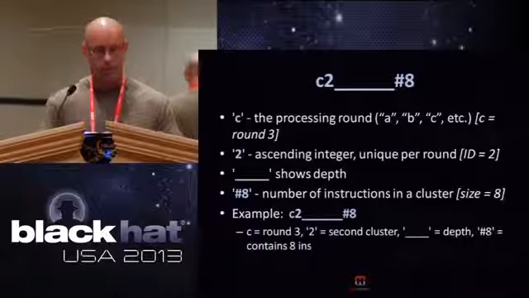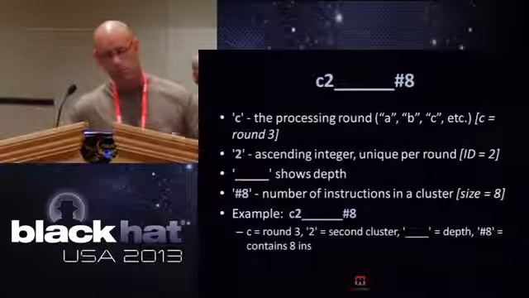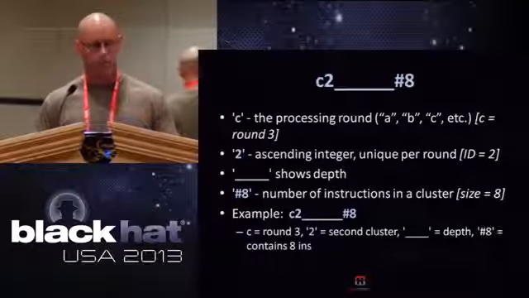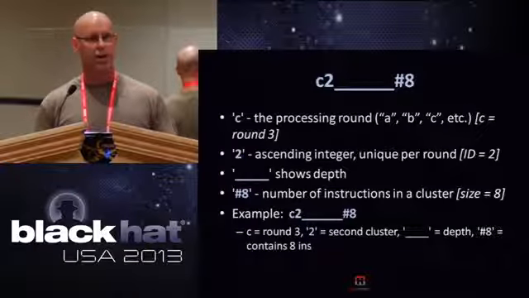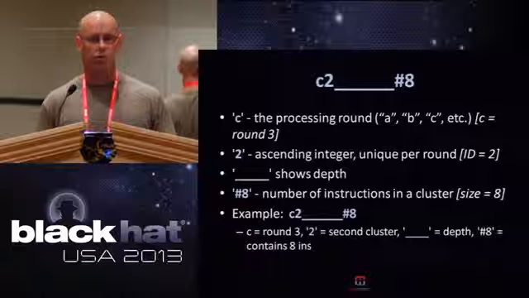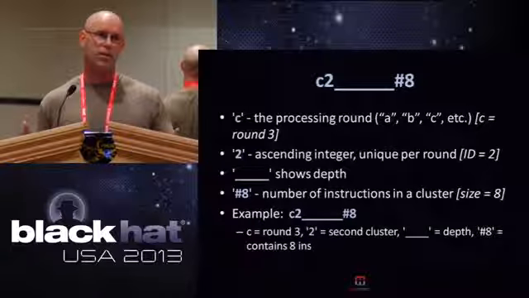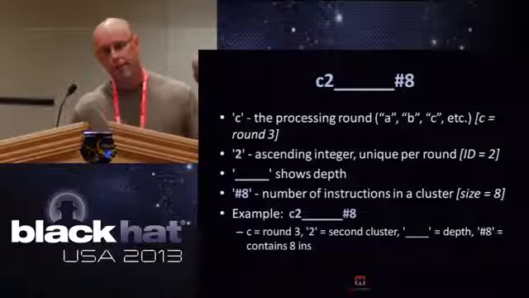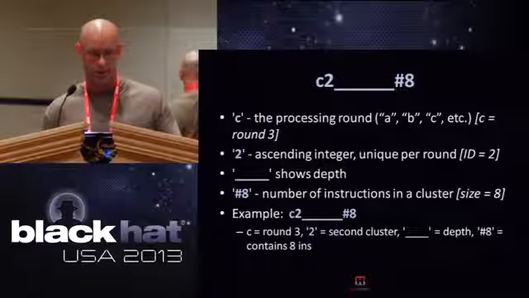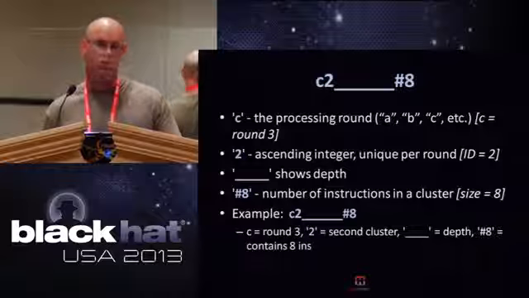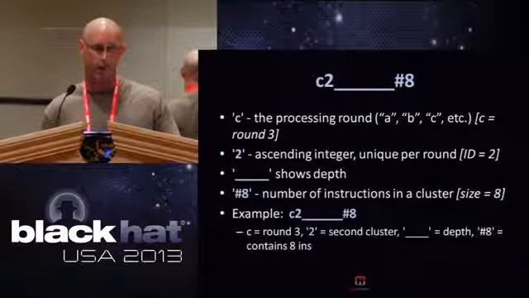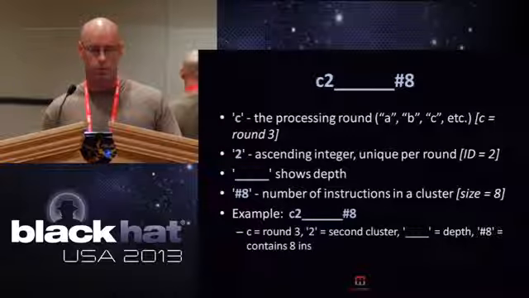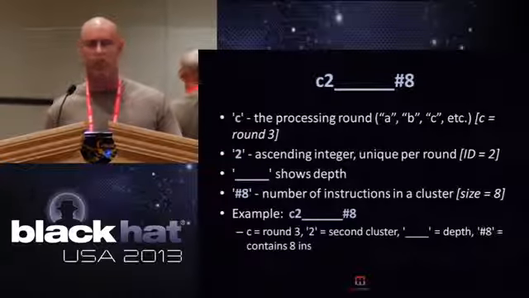So then the depth is a visual clue when you look at the final results. What I wanted to show was not depth in rounds, but depth in how many instructions are under one cluster. That'll make more sense when I show you Code Virtualizer or VMProtect. And 8 represents how many instructions make up this particular cluster, right? So we're on round 3. This is the second cluster in round 3, and it has 8 instructions in that cluster.